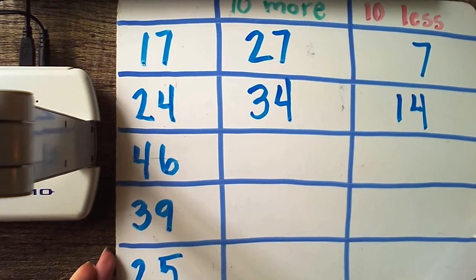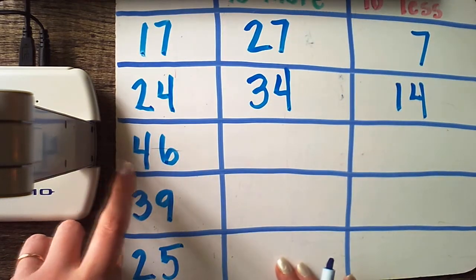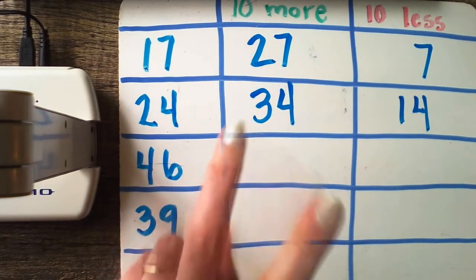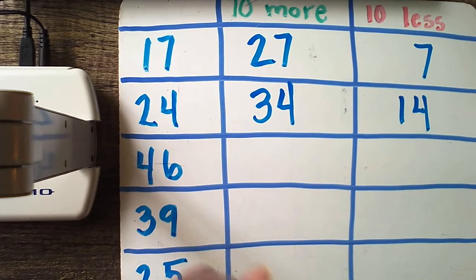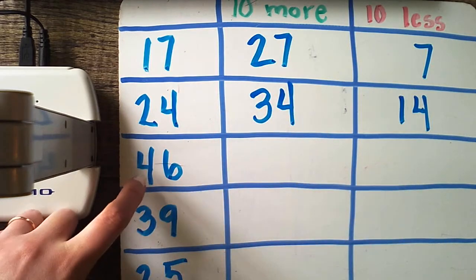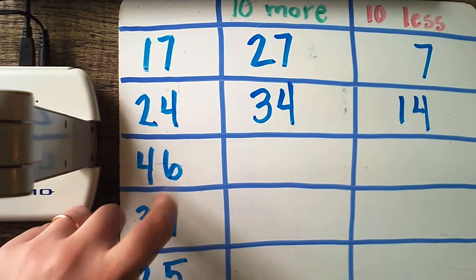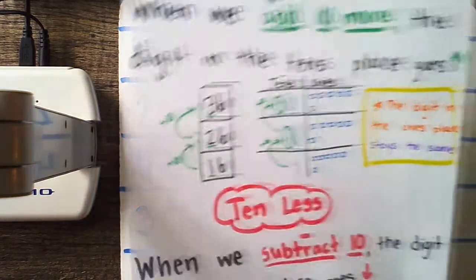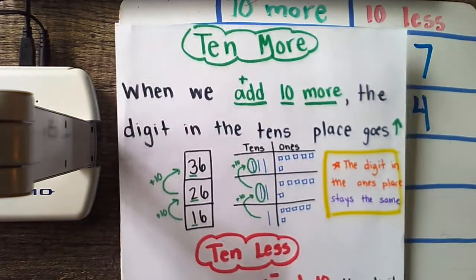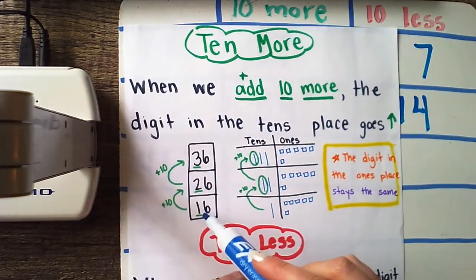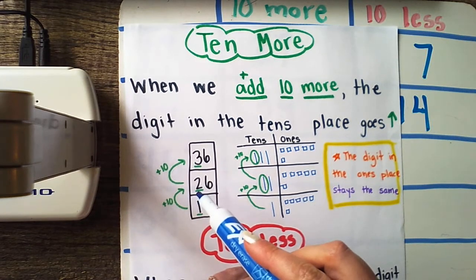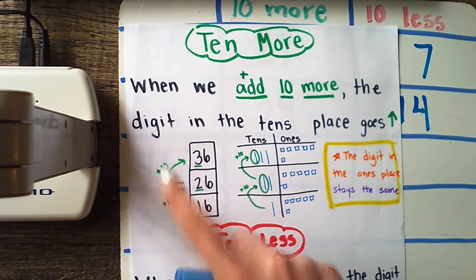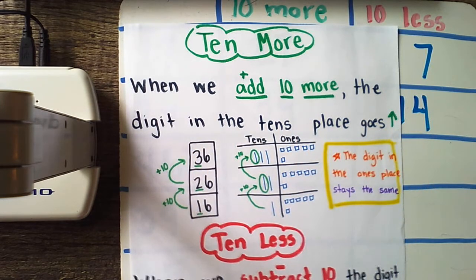Let's do the last 3 together. Okay, friends, 46. The first thing you should notice is that this is what? Is it a 1-digit number or a 2-digit number? You're right, it's a 2-digit number because there's a digit in the tens place and in the ones place. When we were looking for 10 more, what's going to happen to that digit in the tens place? From 16 plus 10, I got 26. 26 plus 10 more is 36. You're right. The digit in the tens place goes up by 1.